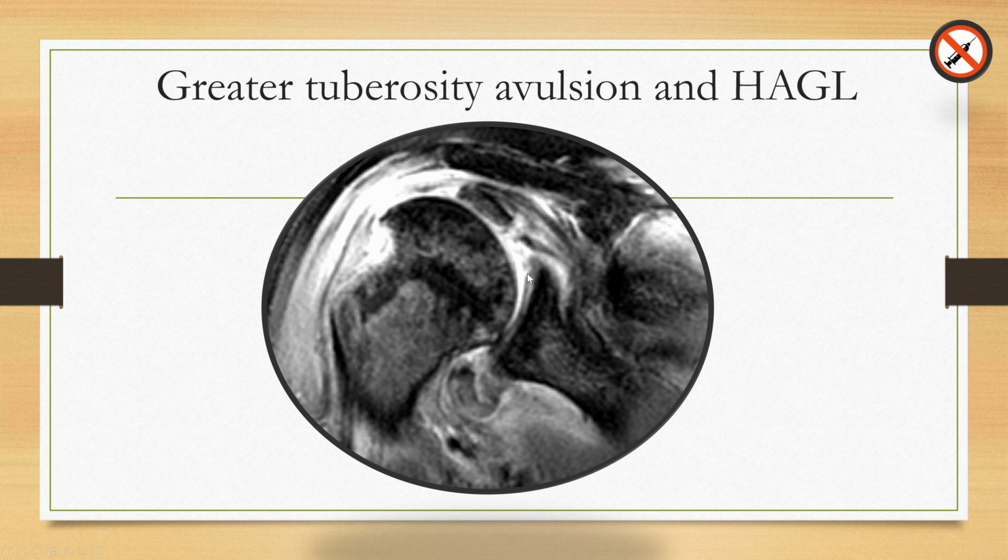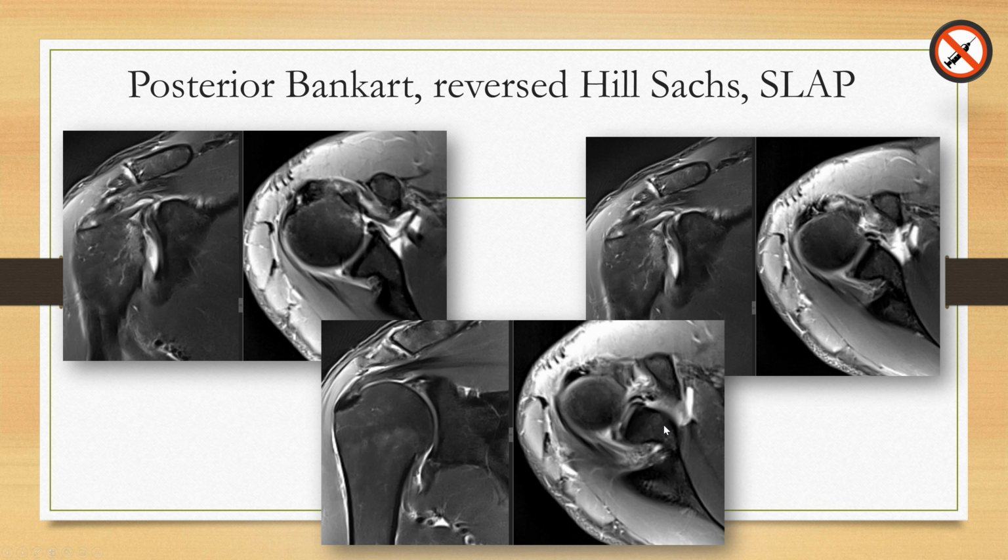You see there is fluid, there is inflammation, and because of that you can see very well there is an avulsion of the HAGL from the humeral head, so this is a HAGL lesion. So you don't need contrast for that.